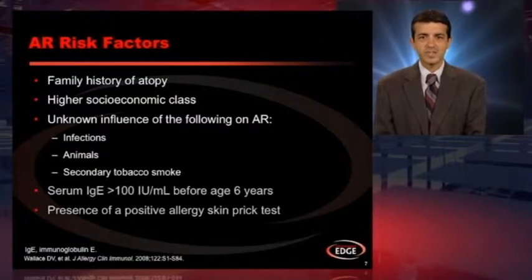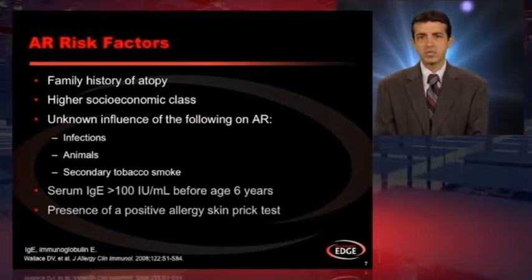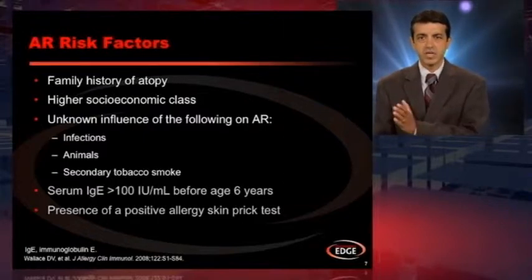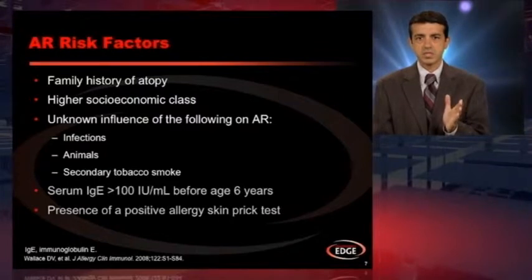Here we see the risk factors for allergic rhinitis. As mentioned, family history of atopy. In epidemiologic studies, we see higher socioeconomic class serving as a risk factor. And then there are unknown influences and their impacts, such as infections, animals, and environmental tobacco smoke. We always see a report of serum IgE levels above 100. This came from a 1989 publication in the New England Journal of Medicine by Ben Burrows, where they stratified various levels of IgE and the risk of allergic disease. And a 100 was the best cutoff.